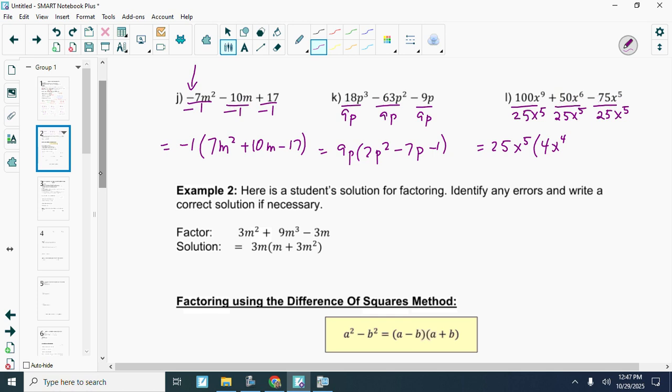When you're dividing and you have the same base, you have an x to the power of 9 on the top and an x to the power of 5 on the bottom, you keep the base and you subtract the exponents. So 9 subtract 5, that's how we ended up with the 4. In this case, we're dividing 50 by 25, that's our 2. And then our exponents we subtract, so 6 subtract 5 is 1, so we just write our x. And then these ones, the x's cancel out, and so we're just ending up with 75 divided by 25, which is 3. Questions, comments?